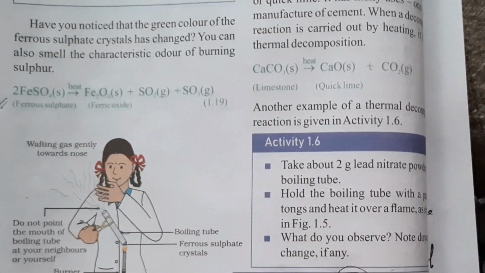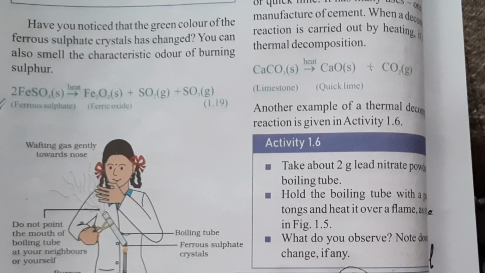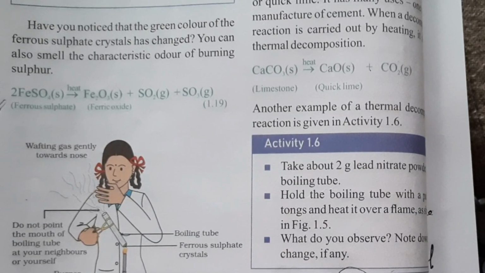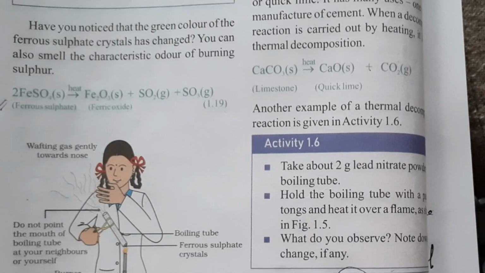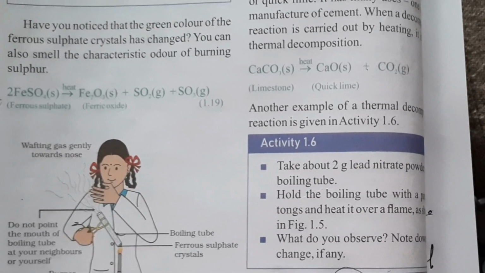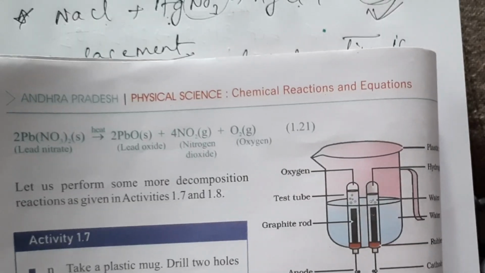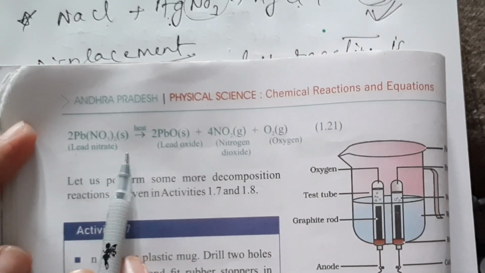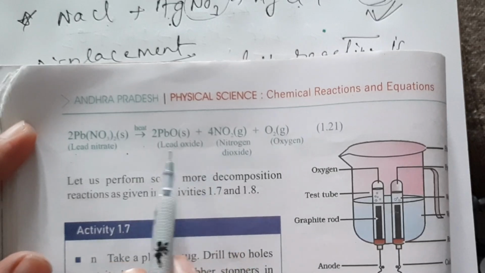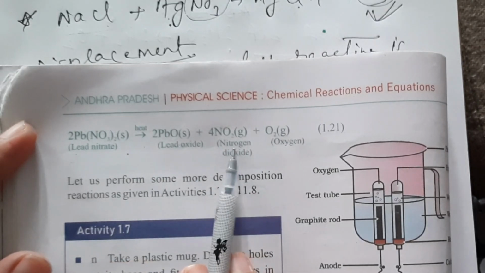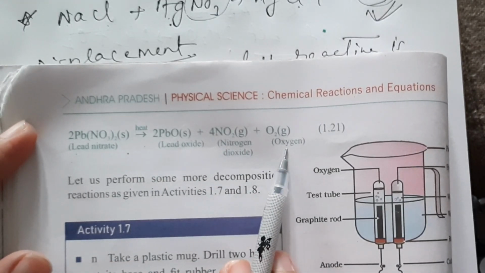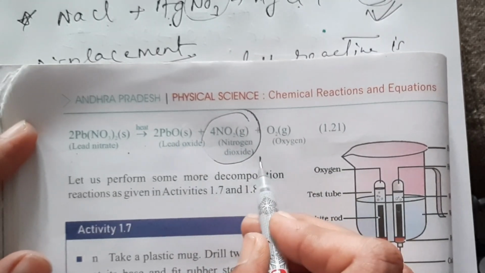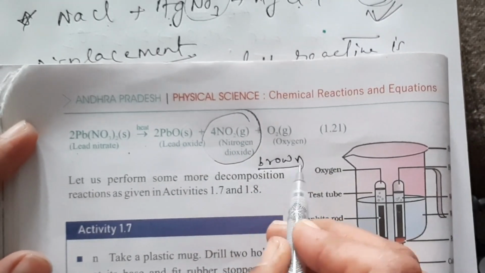For the CBSE pattern, the color reactions are very important. Now here you will observe that the brown fumes are nitrogen dioxide. And what is the reaction for this? The reaction is Pb(NO3)2, that is lead nitrate. When lead nitrate is heated, it will produce lead oxide plus nitrogen dioxide, and oxygen is produced. This nitrogen dioxide is brown in color.